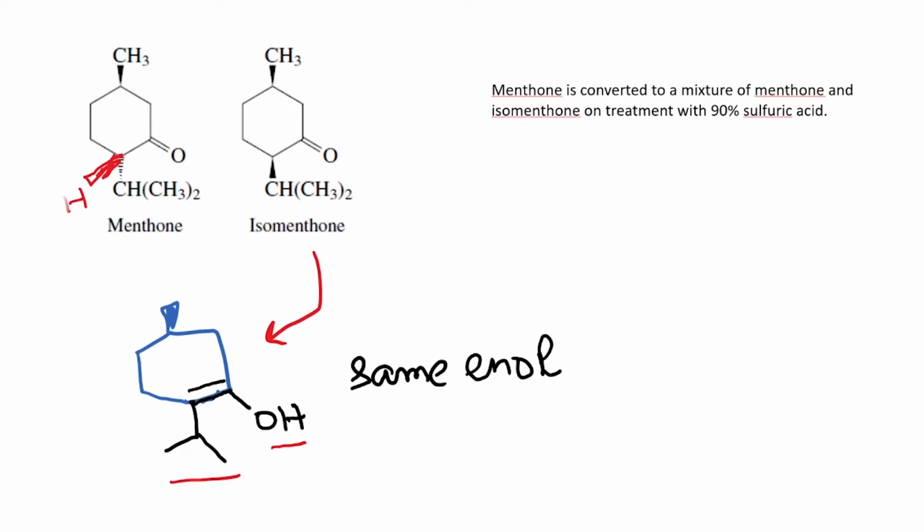So now you have a common intermediate for this reaction. The enol is generally speaking less stable compared to the keto form. So when you go back to the keto form, you're going to get a mixture of menthone and isomenthone. The same concept applies here, which is that the enol is also a planar molecule, and it has two faces by which it can react. And so you're going to get a mixture of menthone and isomenthone when you treat it with 90% sulfuric acid.